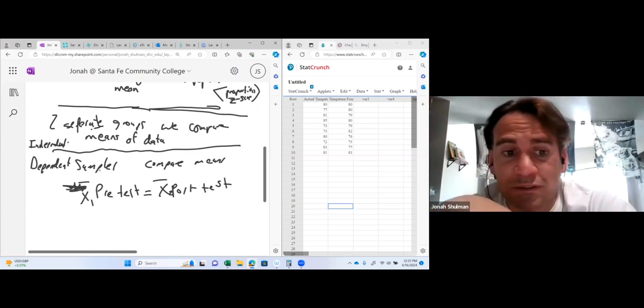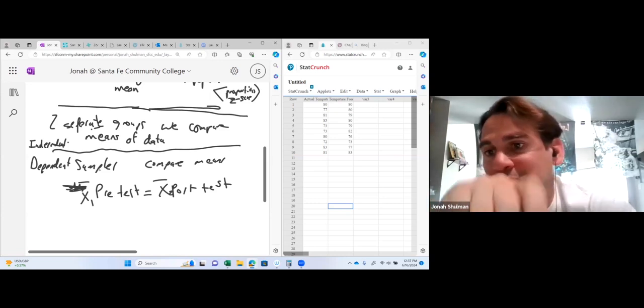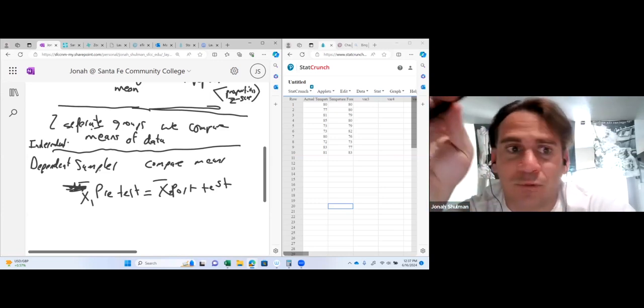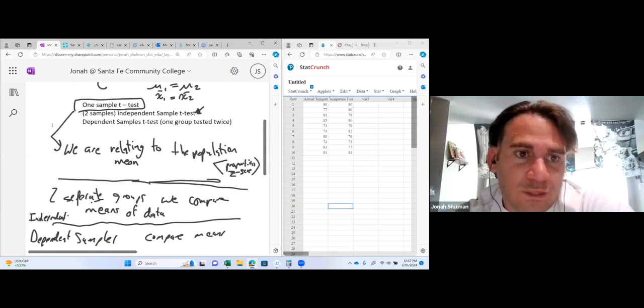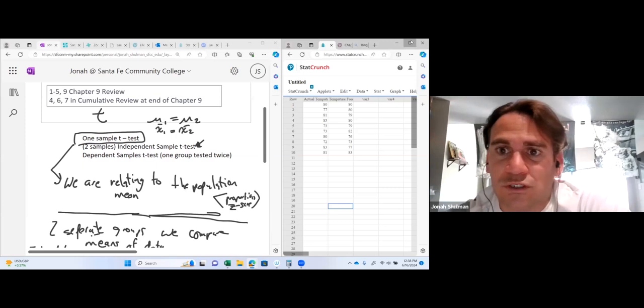For both groups, because it's like a pre-test and a post-test, or before an exam and after an exam, or before treatment and after treatment, but it's the same people. So hopefully that was helpful. I have StatCrunch here just so you can see it.